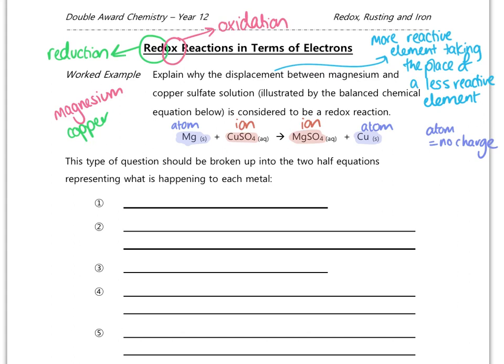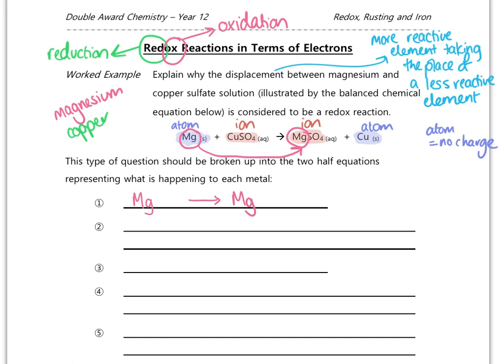So then what we need to do is take each one of these metals in turn and write a half equation for them. So let's start with magnesium and have a look at what's happening to it. Well, it's going from Mg on the left hand side to Mg on the right hand side, but it's an ion. So we're going from Mg as an atom, in other words, no charge, on the left hand side. Then let's write our arrow, and we're forming a magnesium ion.